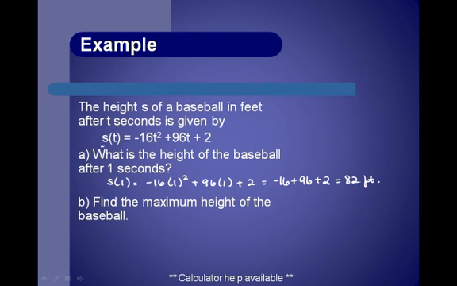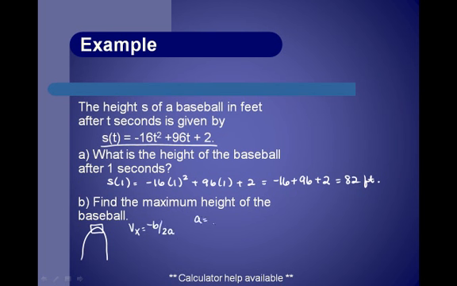Well, again, here's our function. It's a t squared, which means it's a parabola. It's a -t squared, which means it's opening downward, which means it looks like this. The maximum height is going to be up here at the vertex. So to find the vertex x value, we're going to do -b divided by 2a.